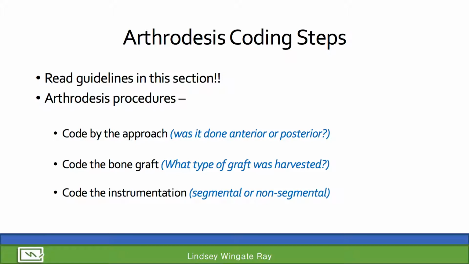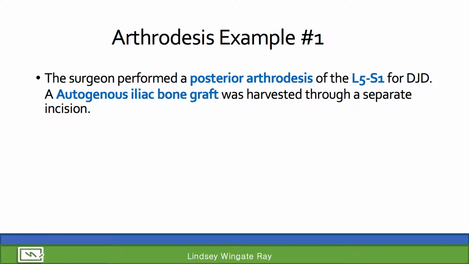Let's talk about arthrodesis procedures and how these are coded. I think you should write these steps down in your book as well. First, code by the approach. Was it done anterior or posterior? Then, was a bone graft used? What type of graft was harvested? Finally, code for the instrumentation that was implanted. Was it segmental or non-segmental? I'm going to let you try this on your own. You might not get it right at first, but we'll do it together after.